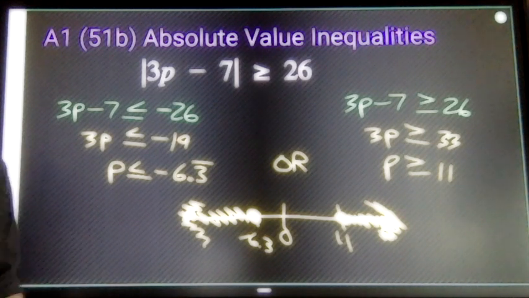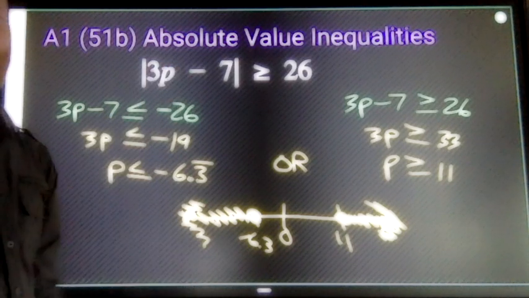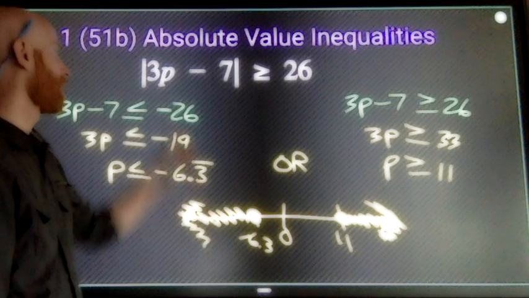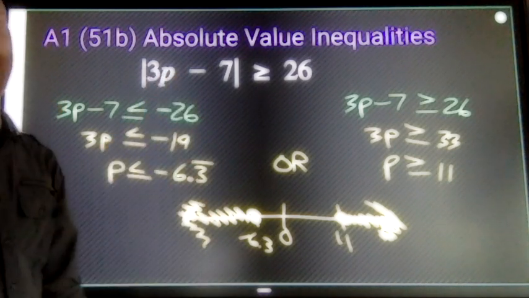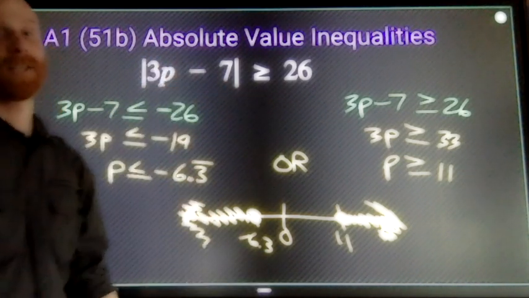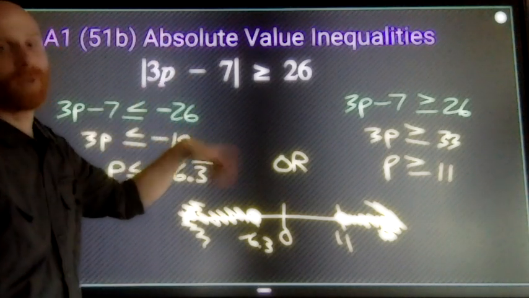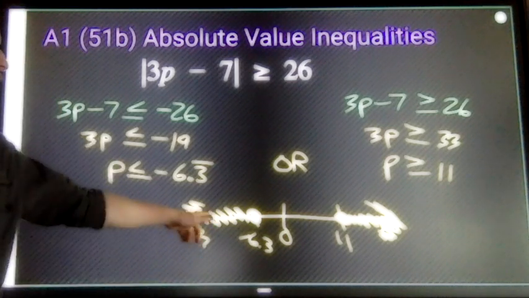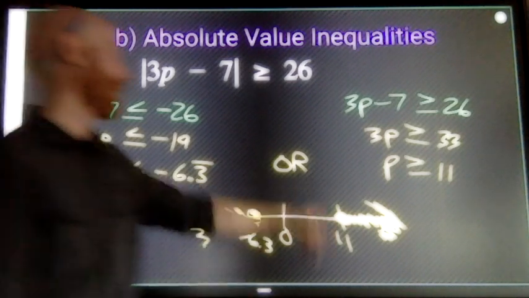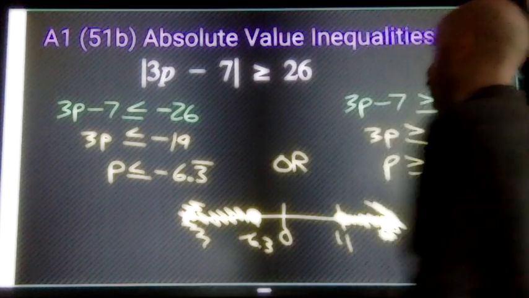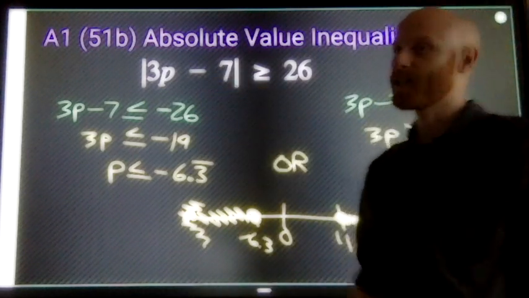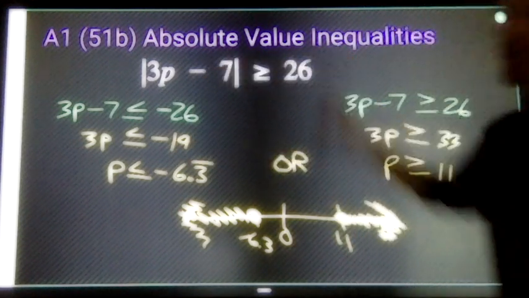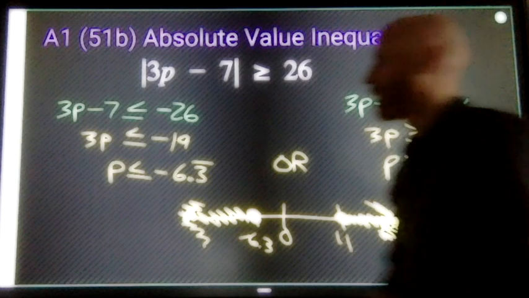And again, if you're not sure that you shaded the right sections, you can always try them with the original problem. I'm going to pick a number in the shaded region, like negative 10. 3 times negative 10 is negative 30. Negative 30 minus 7 is negative 37. The absolute value, positive 37. Positive 37 is bigger than 26. So this is good. Over here, pick a number inside here like 20. 3 times 20 is 60. Minus 7 is 53. Absolute value, still 53. That's bigger than 26. Good.